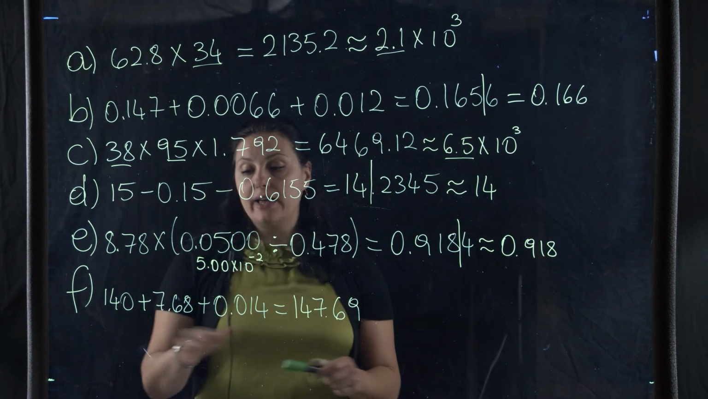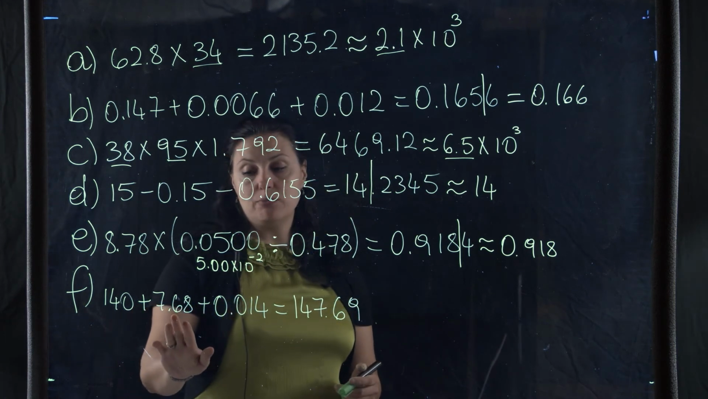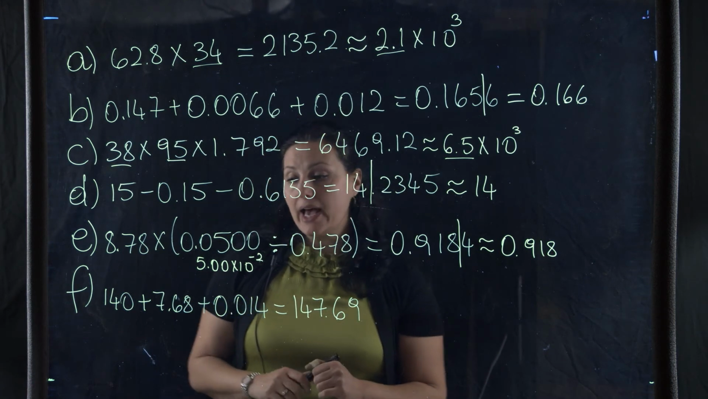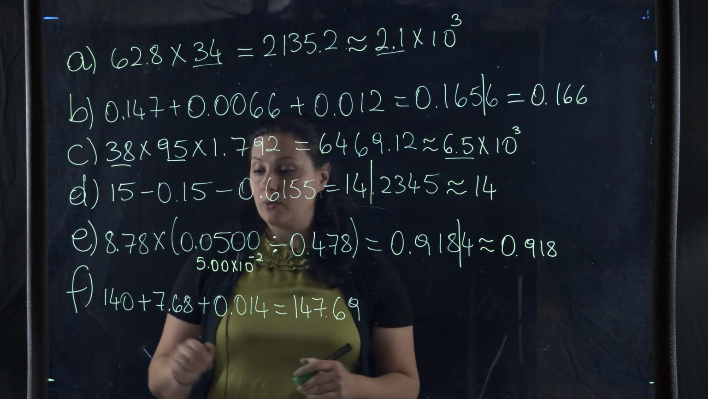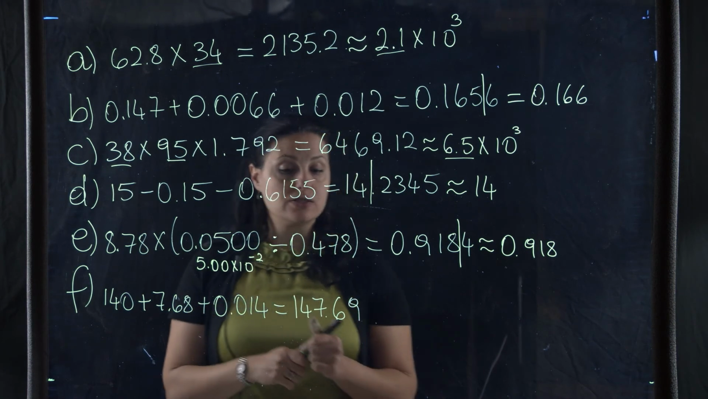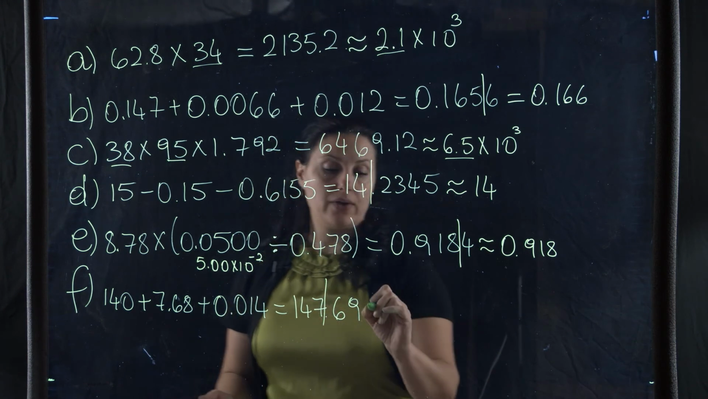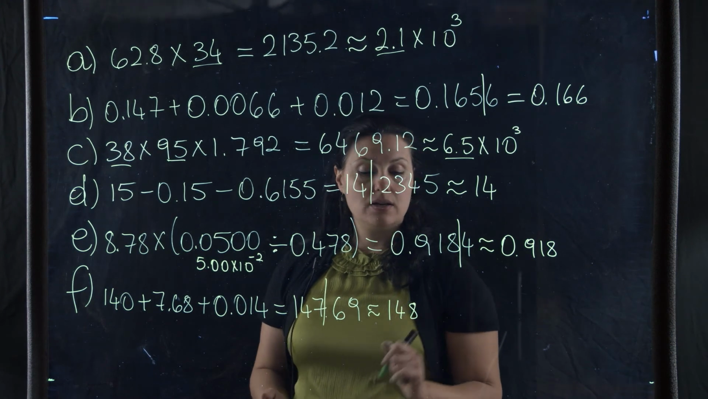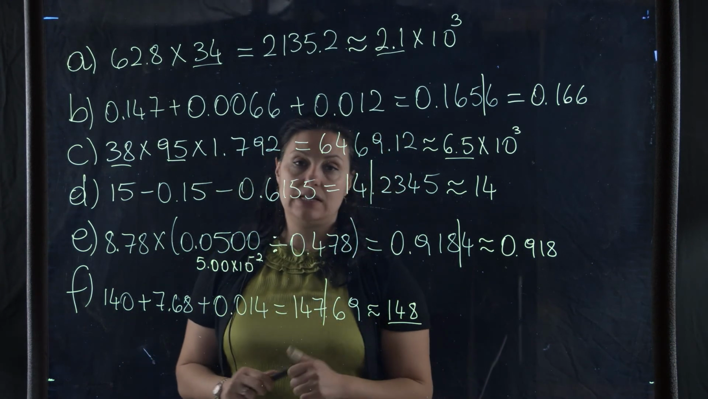Okay, then let's look at the last problem for this section. We have 140 plus 7.68 plus 0.014. This is the answer. Now, because I'm adding, I need to look at the digits after the decimal. 140 has none, this has 2, and this has 3, which means that my answer should have none. It will be cut off here. Because this is a 6, I will round up. So this will be approximately 148 with 3 significant digits, because I have no digits after the decimal place.